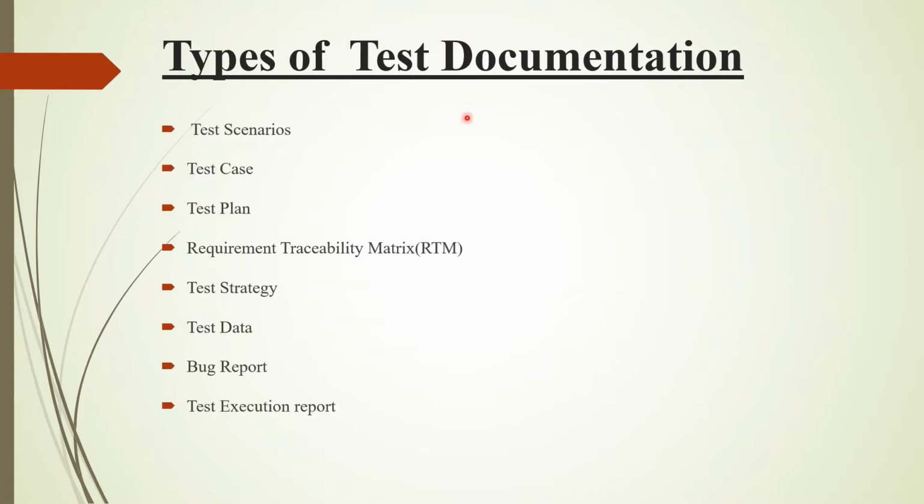The types of test documentation, or the parts of test documentation, are as follows: test scenarios, test case, test plan, requirement traceability matrix, test strategy, test data, bug report and test execution report. What basically are test scenarios?